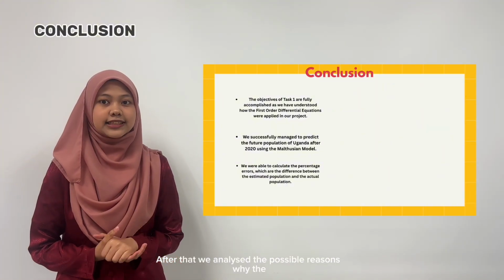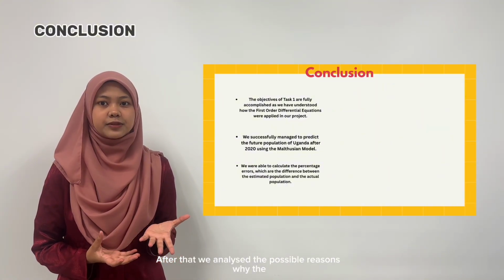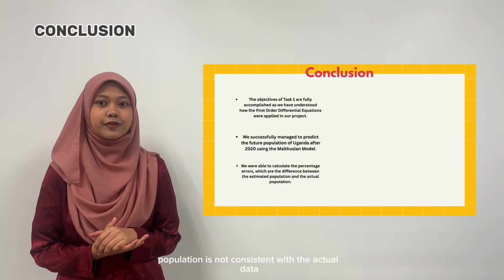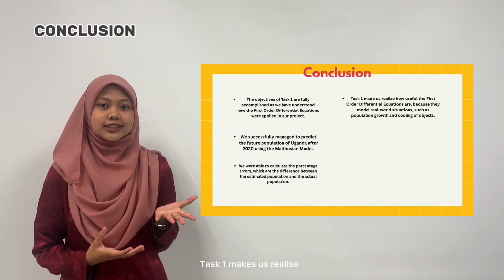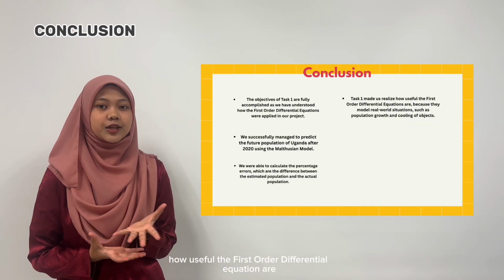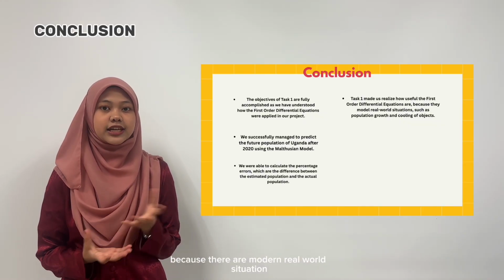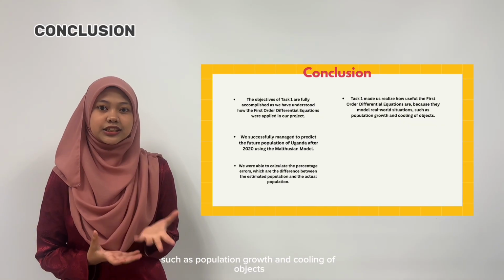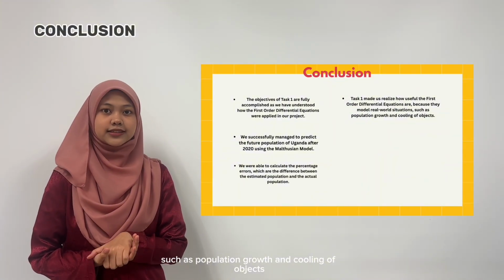After that, we analyzed the possible reasons why the estimate population is not consistent with the actual data. Task 1 made us realize how useful first order differential equations are because there are modern real world situations such as population growth and cooling of objects.